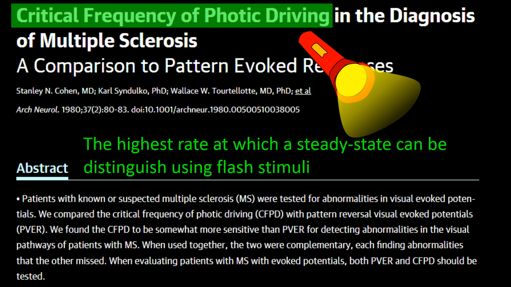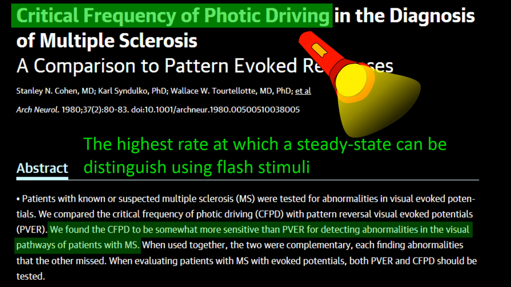Patients with multiple sclerosis often have a lower than normal critical frequency of phonic driving. The conclusion of this paper was that the critical frequency of phonic driving was somewhat more sensitive than pattern reversal visual evoked potentials to detect abnormal visual conduction in patients with multiple sclerosis.